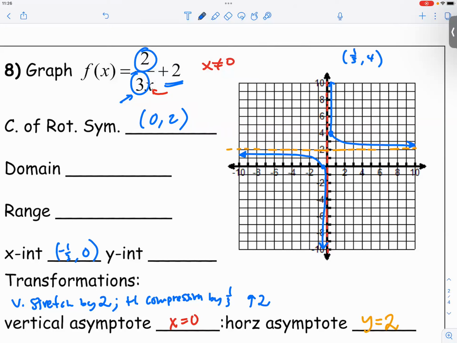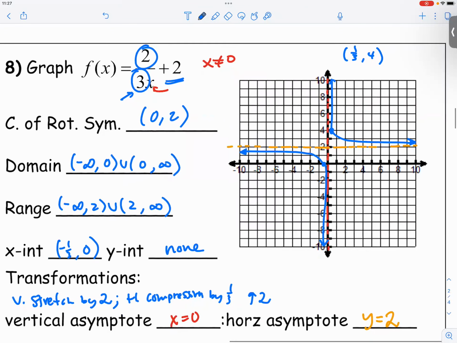And our domain, which is the x value, will go all the way from the left to 0, and then from 0 all the way to infinity. So the x value will be everything but 0. The range is going to be everything but 2. Okay, everything but 2. It happens to be the fact that we don't have a y value of 2. And the y-intercept is none.